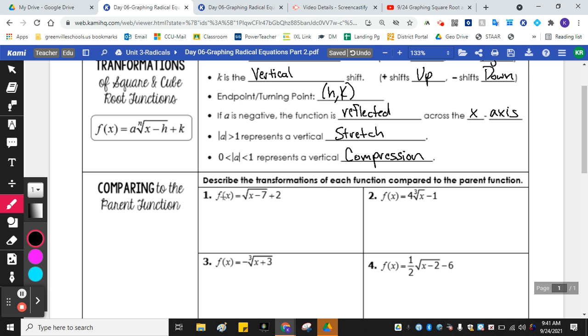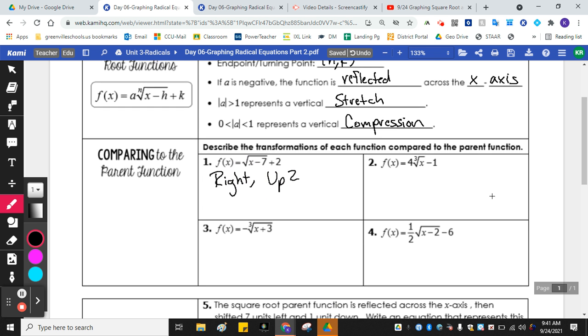So looking at this, compare it to the original parent function. So obviously we have the square root. Negative 7 on the inside will be right 7, up 2. I think you guys should have no problem with these 4 questions. Go ahead, pause the video and finish doing them all, and then continue watching the video and check your answers.